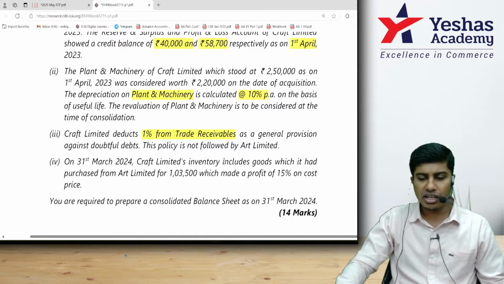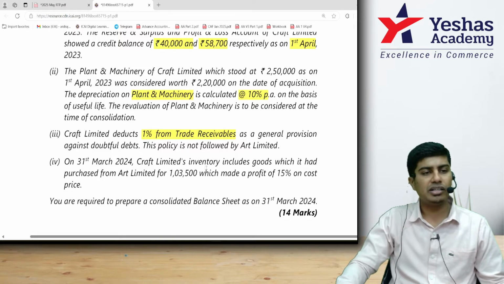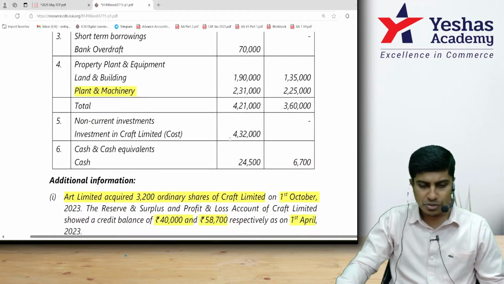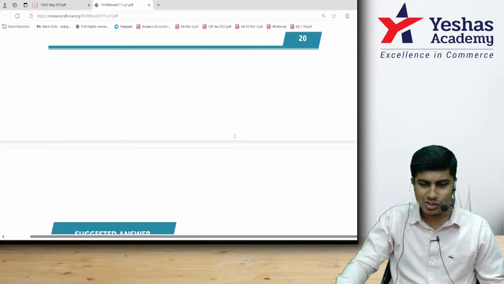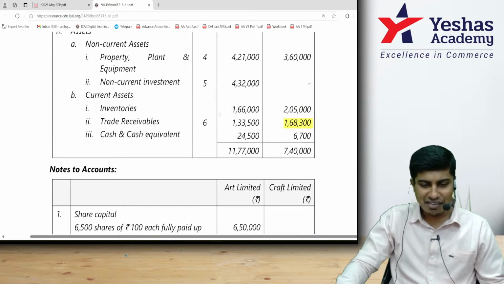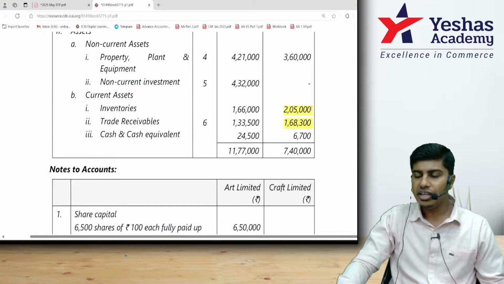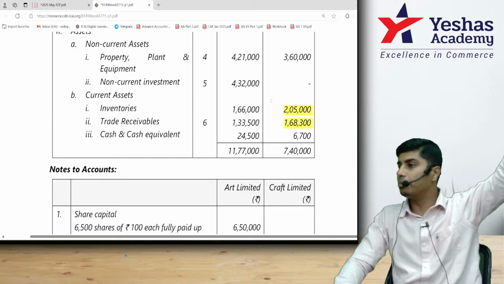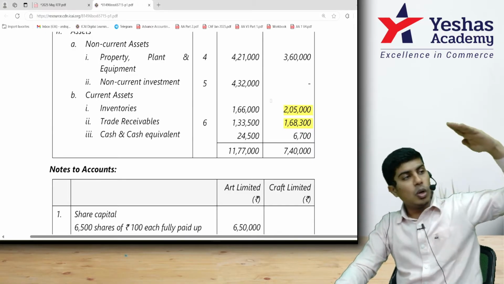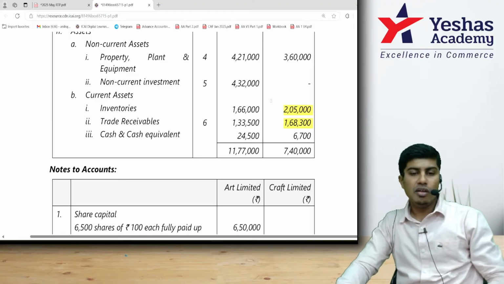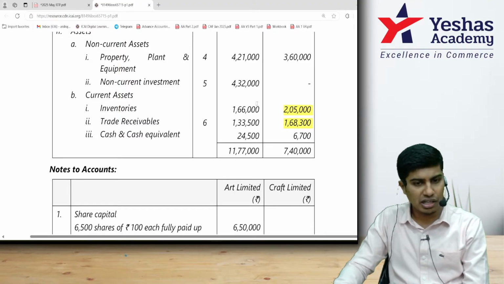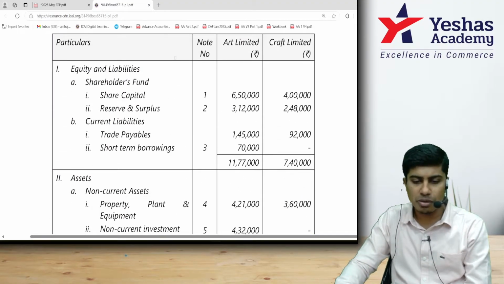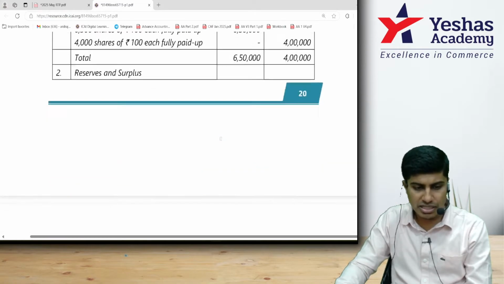They told us inventory includes goods which it had purchased from Art. Craft Limited, which is a subsidiary, notes to accounts is not there. Here, its inventory of 2,05,000 includes inventory which has come from the holding company. So it is downward. Holding company has sold goods to subsidiary. We'll eliminate it from the inventory of subsidiary. We'll eliminate it from the reserves and surplus of the holding. Reserves and surplus is there here.